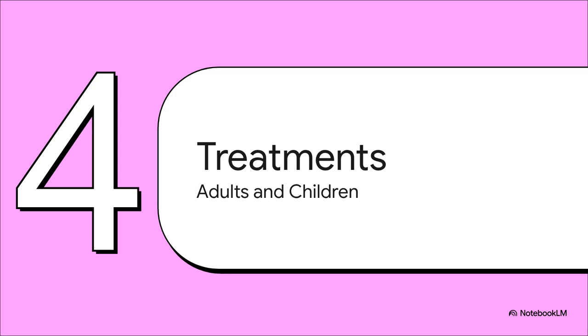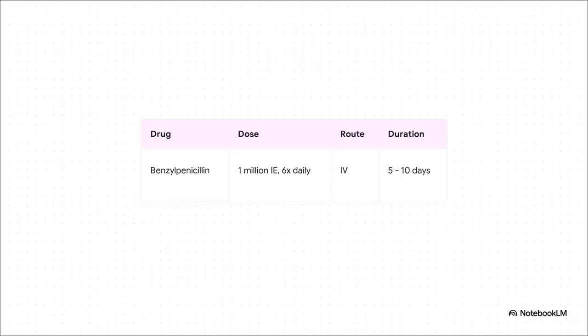Okay, section 3. Now we're getting to the practical stuff: therapeutic interventions. Let's look at how we tailor treatment for both adults and kids. So, for your standard run-of-the-mill case, when you don't know the pathogen yet, your go-to empirical choice is going to be IV benzyl penicillin. It's a solid, evidence-based starting point while you're waiting for those culture results to come back.